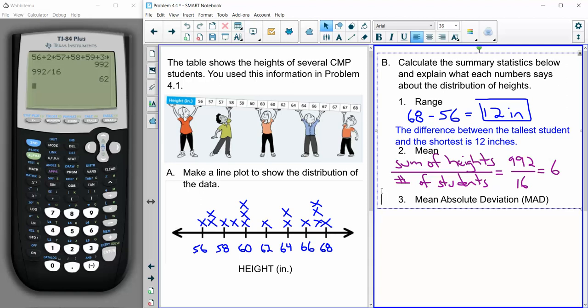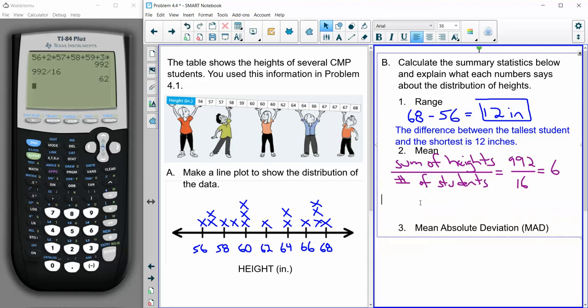Let's add an explanation for that. Let's say the average, and let's put that in quotations because there's more than one kind of average, student height is 62 inches.